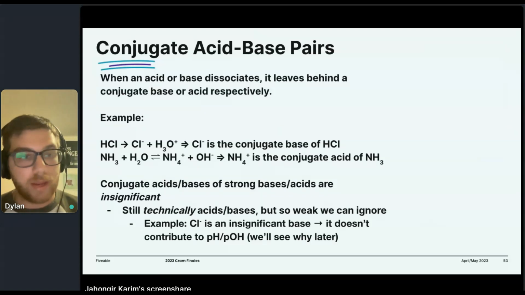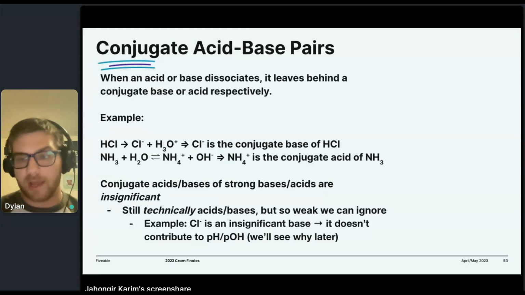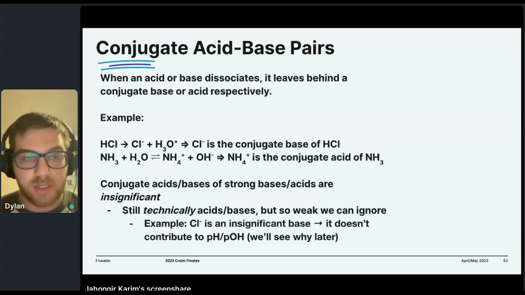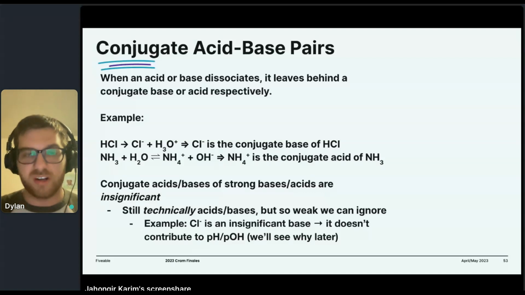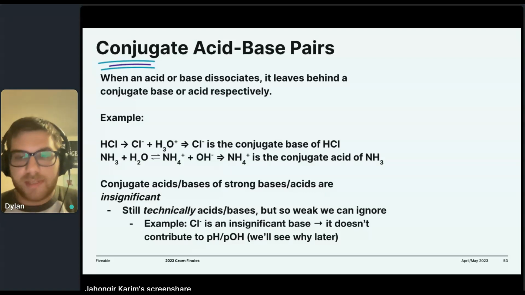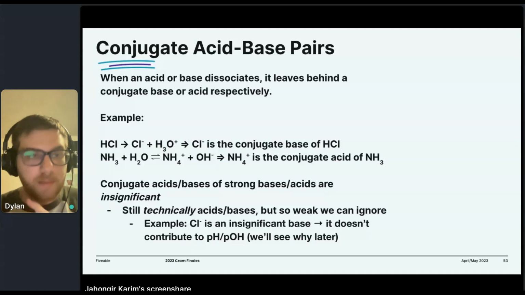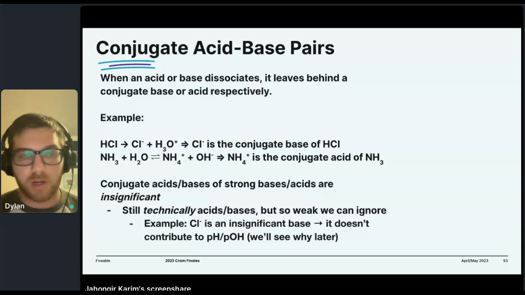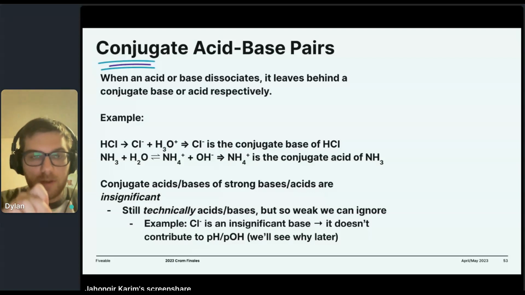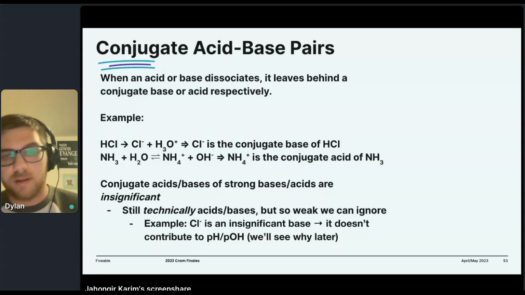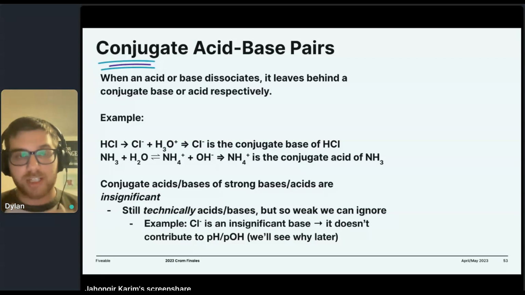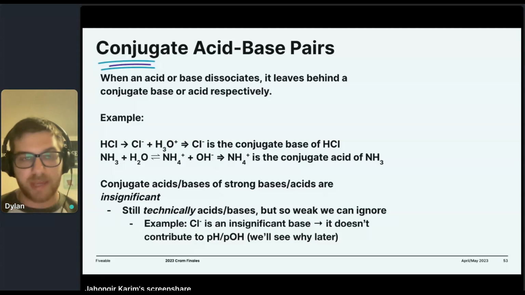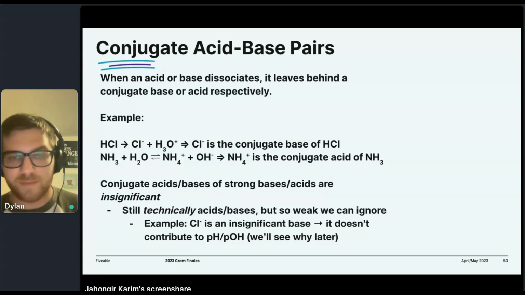This becomes a bit more clear when we look at a weak base or weak acid that creates a conjugate that has some significant features. So when we look at the reaction of ammonia and water to create ammonium and hydroxide, ammonium is something that wants to give away its excess H plus ion and become ammonia again. So it's going to act as an acid. It is the conjugate acid of ammonia, and vice versa, ammonia is the conjugate base of ammonium. So in the reverse reaction, ammonium will donate its H plus ion to hydroxide to create water and ammonia. Both of those reactions are happening at once. Ammonia is acting as a base, ammonium is acting as an acid.